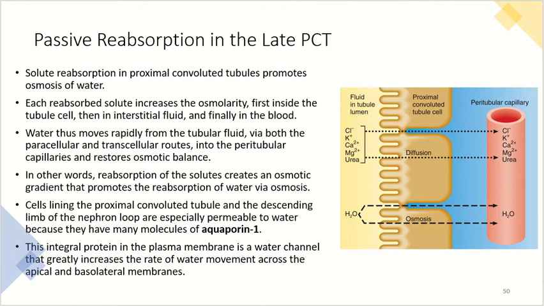So essentially, the reabsorption of the solutes is going to create an osmotic gradient that is therefore going to promote the reabsorption of water via osmosis. So cells that line the proximal convoluted tubules and the descending limb of the nephron loop are going to be especially permeable to water, and this is because they're going to have many molecules of aquaporin 1. This is a really important integral protein that's found in the plasma membrane of these areas and is going to be essentially a water channel. It's going to really help increase the rate of water movement across the apical and basolateral membranes.